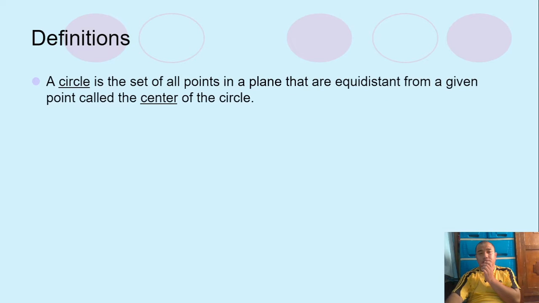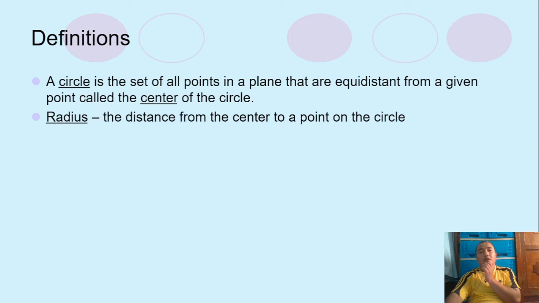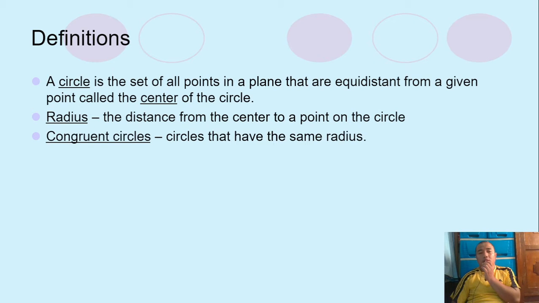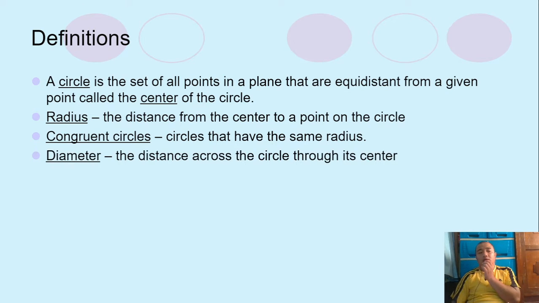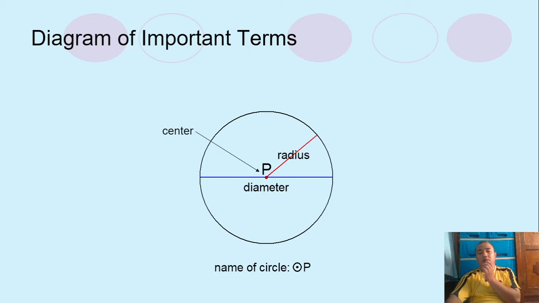A circle is the set of all points in a plane that are equidistant from a given point called the center of the circle. Radius is the distance from the center to a point on the circle. Congruent circles are circles that have the same radius. Diameter is the distance across a circle through its center. So, the diagram of the important terms.